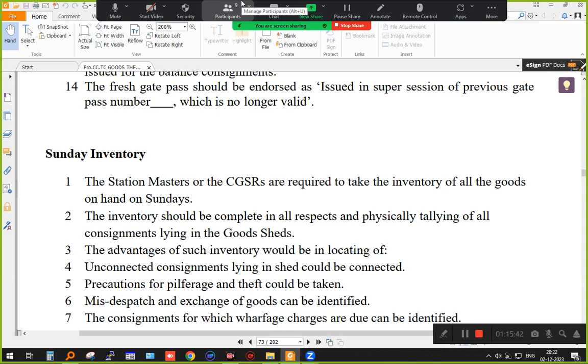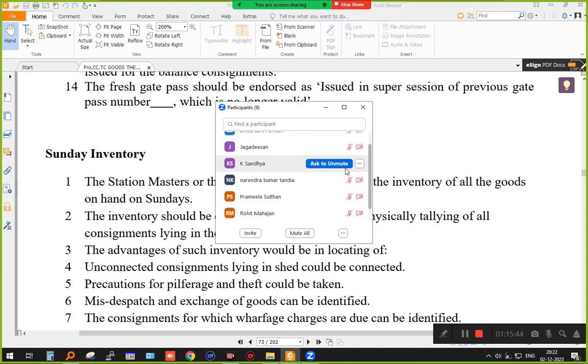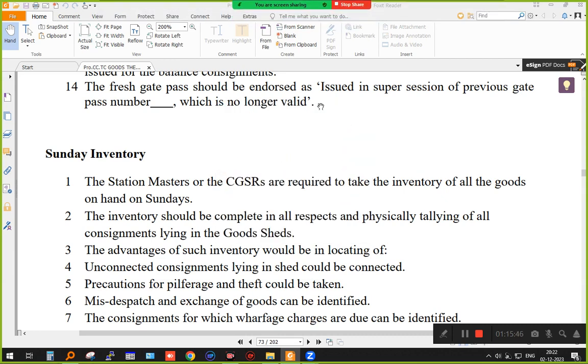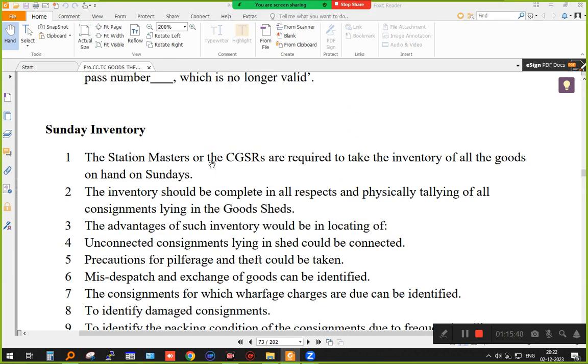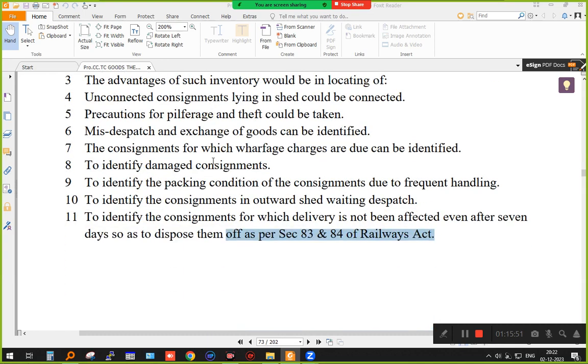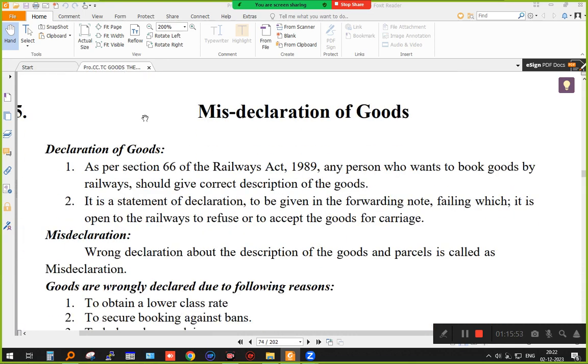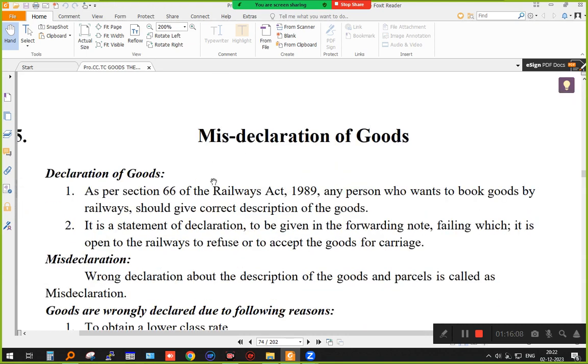Okay. I'll take any questions. Any questions are there? Any doubts are there? Okay. Now we'll go to the next topic, misdeclaration. Shall we go ahead or shall we close? Anybody? Shall we go ahead? Am I audible? Yes, sir, if it is short. Some more time, sir. Okay. Yes, sir, we can go ahead if it is a short topic.